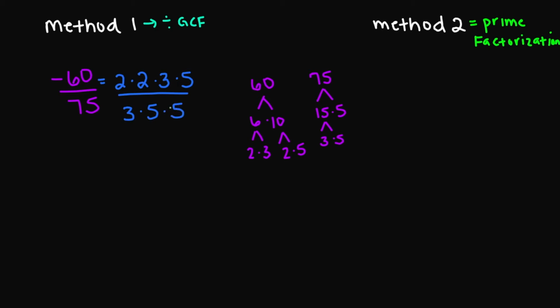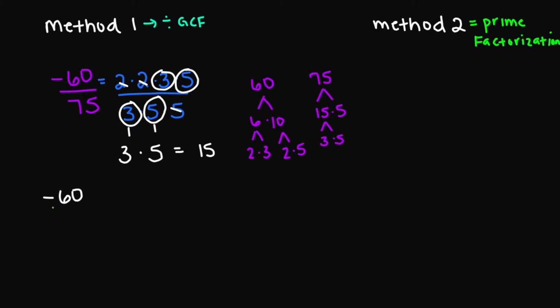So your GCF between the 60 and 75, the common shared factor, is going to be, we have a 3 right here, and we also have a 5 here. So this 3, I'm going to write 1 time, and then we have our 5, I'm also going to write 1 time from here. So your GCF, 3 times 5, is 15. So I am going to divide top and bottom by 15.